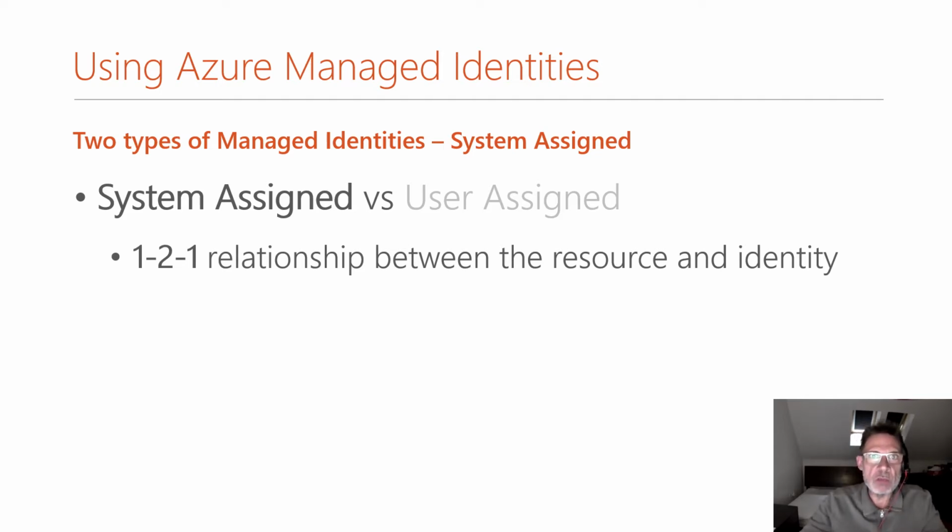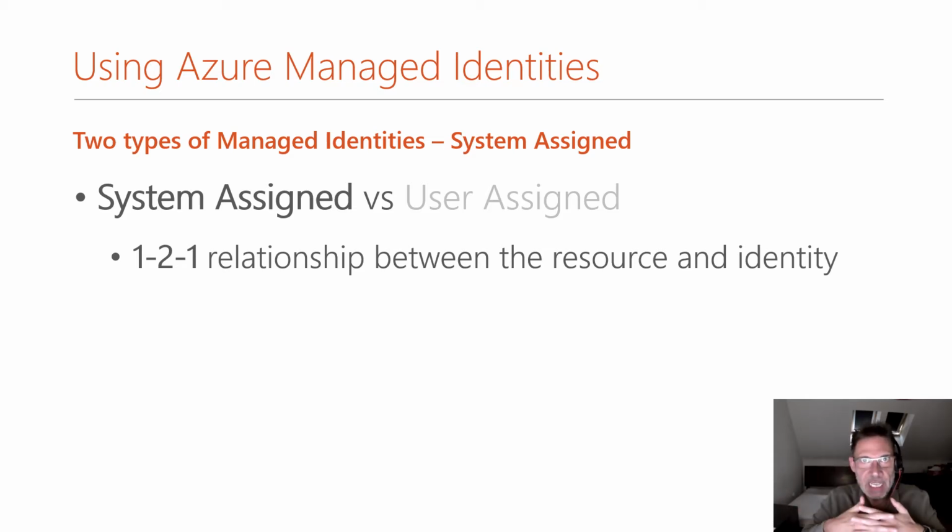So some of the nuances regarding system assigned managed identities, and we will look at user assigned shortly. A system assigned managed identity has a one-to-one relationship between the resource and the identity. So if I have a resource, I talked about a VM before, I've got the VM, I enable the system assigned managed identity on that resource, and that managed identity cannot be used on another resource.